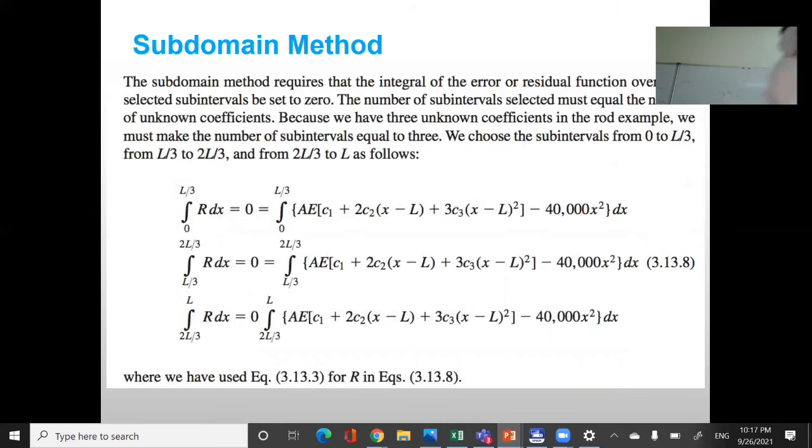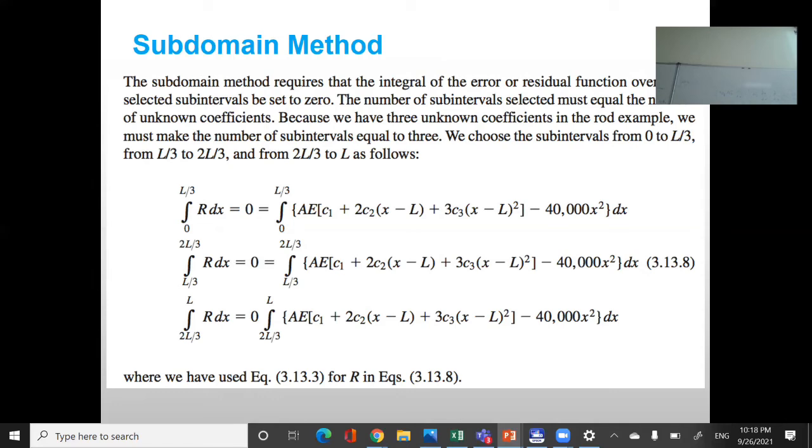Okay, what is the second method? We finished the collocation method. Now he said, I'm not going to use individual points, but I want to minimize R to make it equal to 0 over a range. You see? In the first third, in the second third, and in the third third, right? So I will satisfy from 0 to L over 3, then L over 3 to 2L over 3, and then from 2L over 3 to L. So he put the R and put 0 to L over 3. Can you do the integration here?